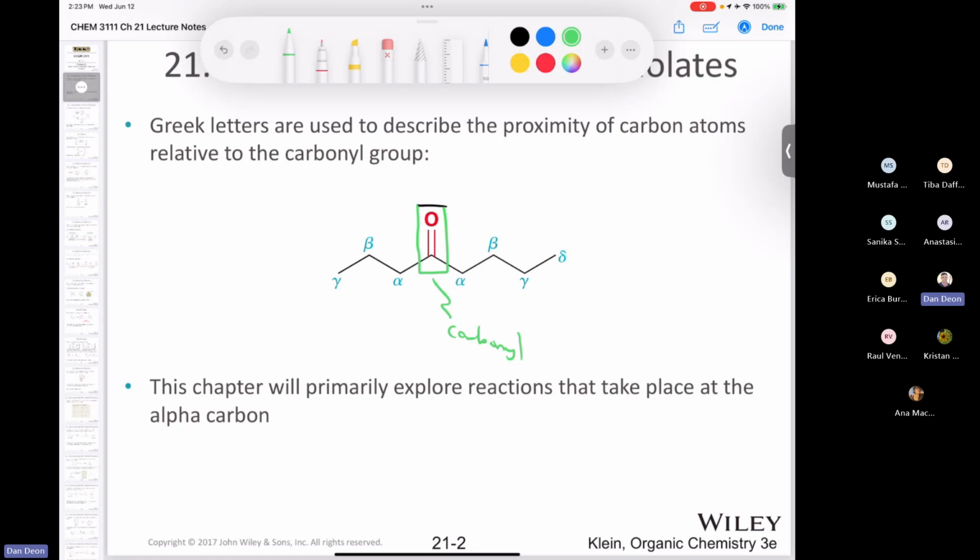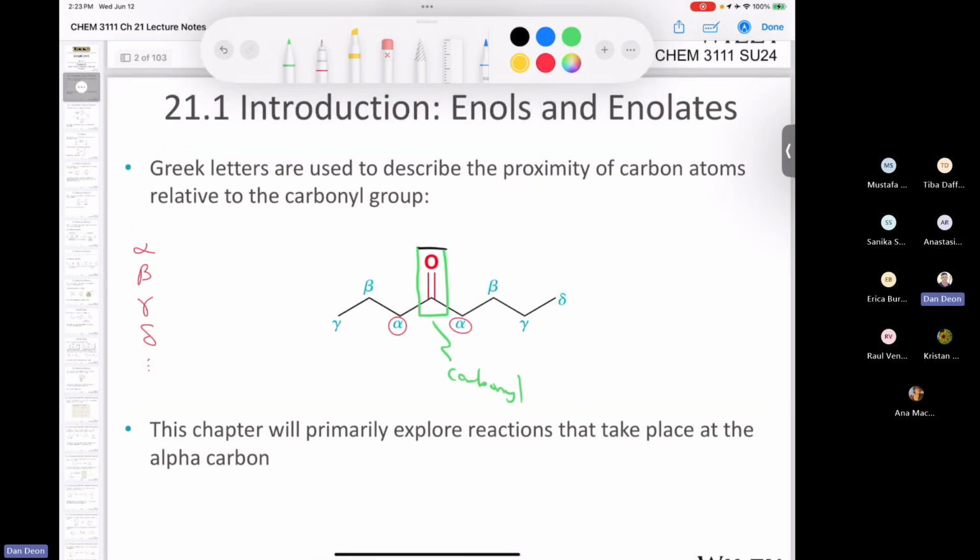But again, the point of this slide is that the carbon that is right next to the carbonyl carbon, we call that the alpha carbon. After alpha, you have beta, then gamma, then delta, and so on. We're only going to be concerned up to the delta carbon, for maximum. But what we are concerned about in this chapter is reactions that take place at the alpha carbon. So this whole chapter is going to be alpha carbon this and alpha carbon that over and over and over.